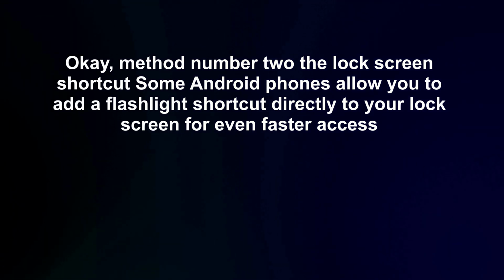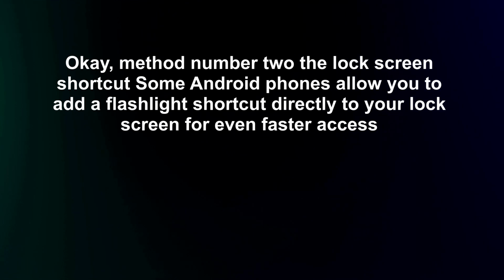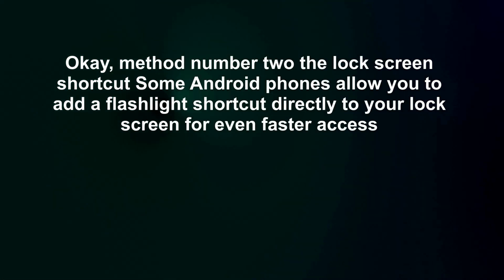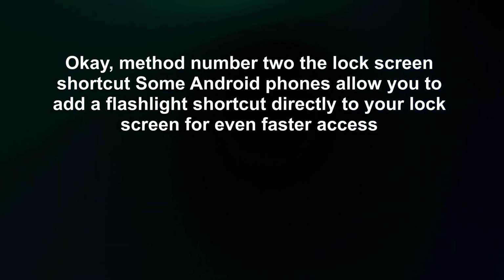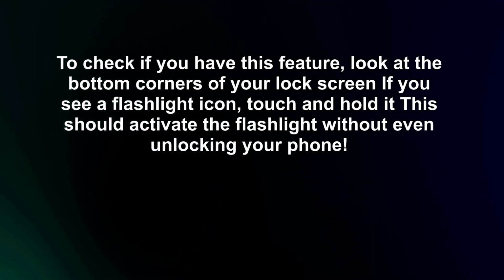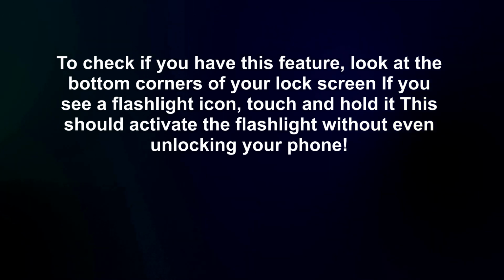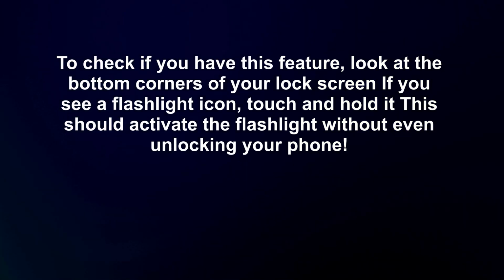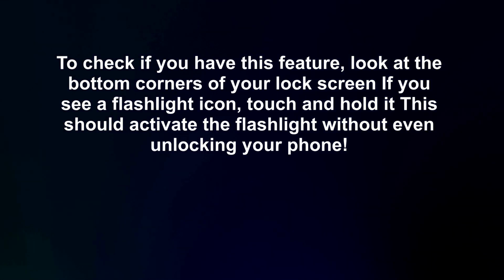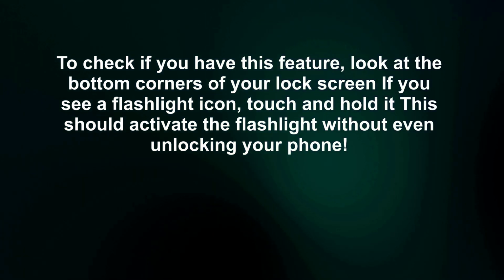Okay. Method number 2, the lock screen shortcut. Some Android phones allow you to add a flashlight shortcut directly to your lock screen for even faster access. To check if you have this feature, look at the bottom corners of your lock screen. If you see a flashlight icon, touch and hold it. This should activate the flashlight without even unlocking your phone.